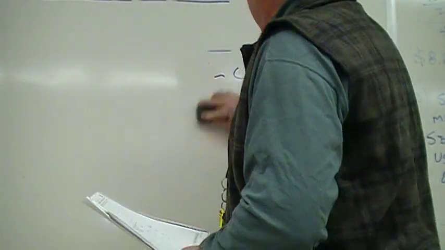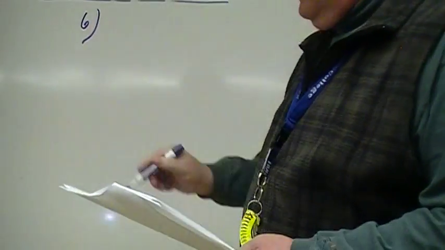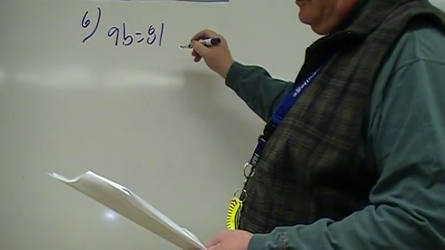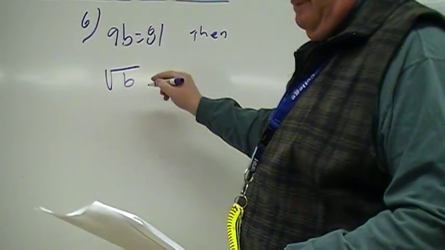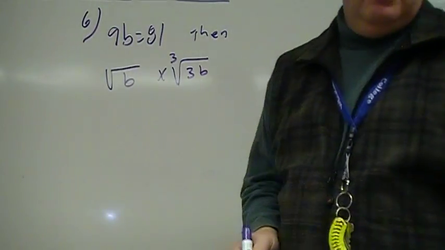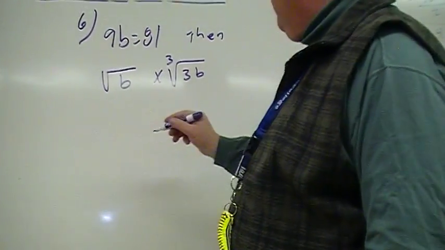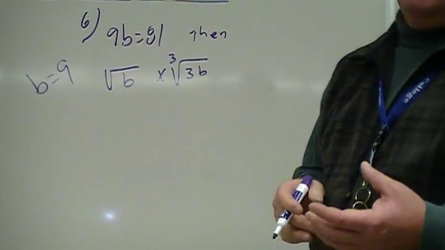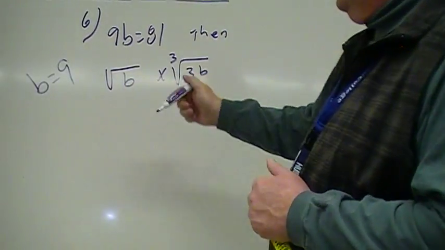Last one we'll do for this review is number 6. If 9b equals 81, then the square root of b times the cube root of 3b is what? If 9b equals 81, everybody right away is able to get that b is equal to 9. But that's not our answer. Our answer needs to be, what's the value when you substitute in here?